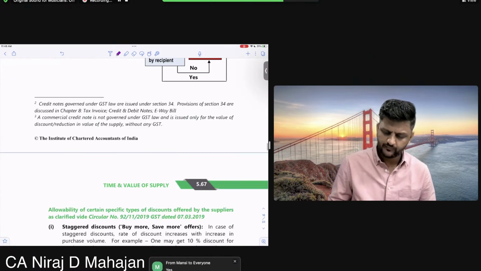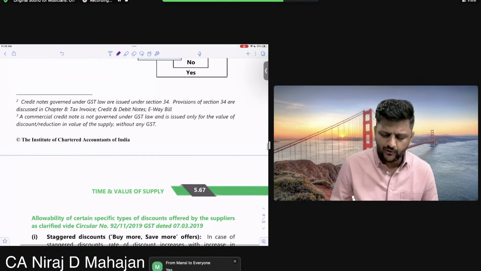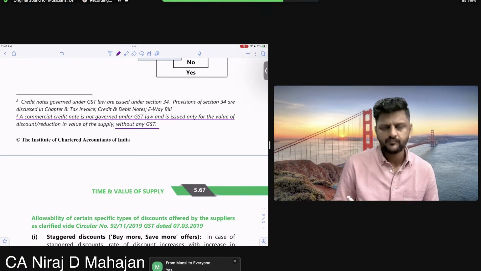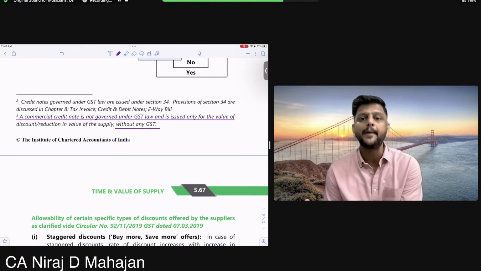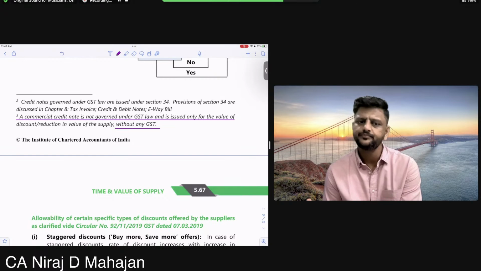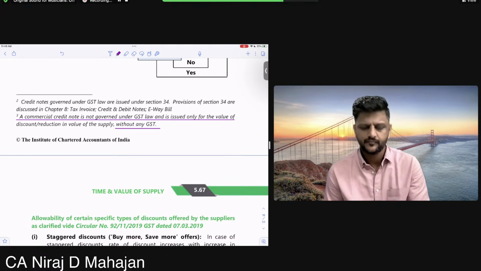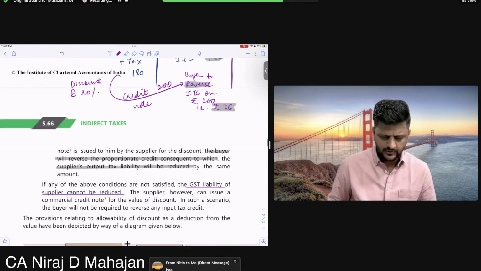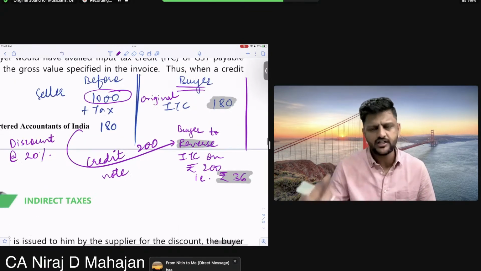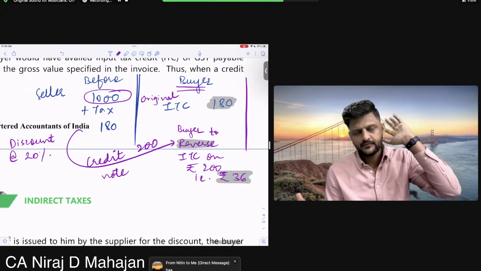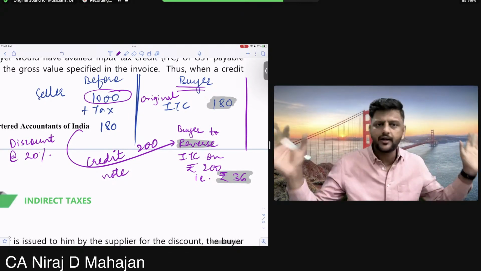A commercial credit note is not governed by GST law and is issued only for the value of the discount or reduction in the value of supply, but without any GST. So a commercial credit note has no impact on GST. Are you getting my point or not? Let me repeat, no problem. If any of these conditions are not satisfied, the seller still gives a credit note to the buyer. But a normal credit note.